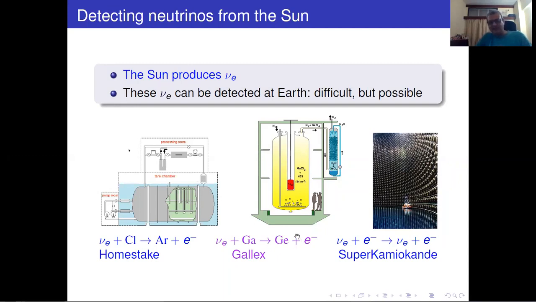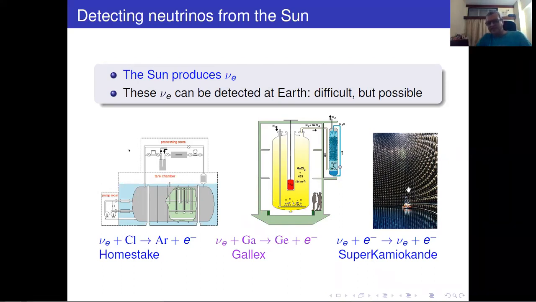Another experiment used gallium as the detecting material. They used gallium trichloride. Okay. And again, electron neutrinos interacted with gallium to give germanium. And this was again a tank which was emptied every certain interval, and the number of germanium atoms was counted.